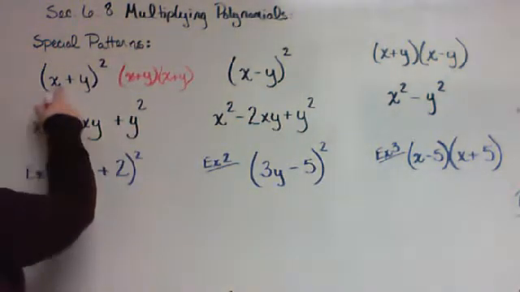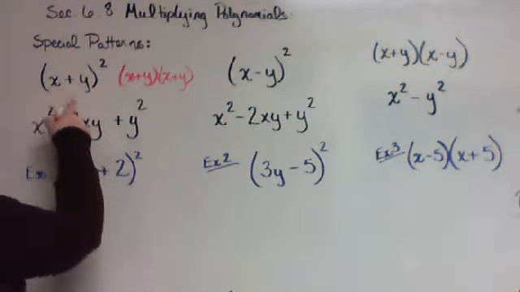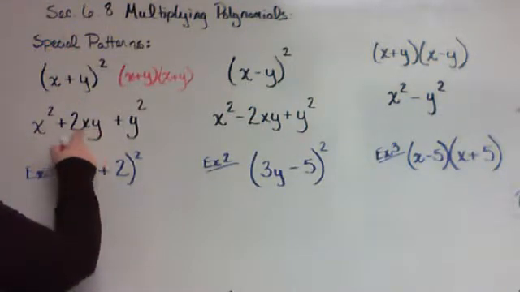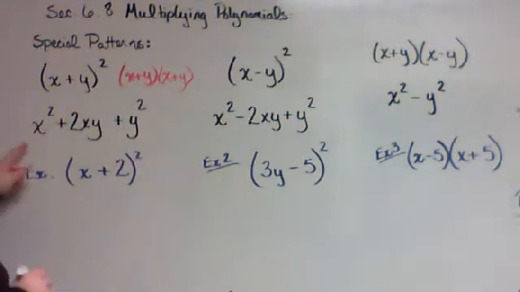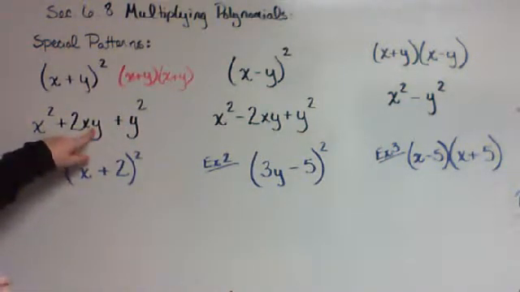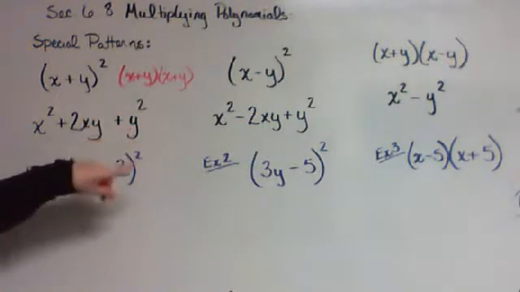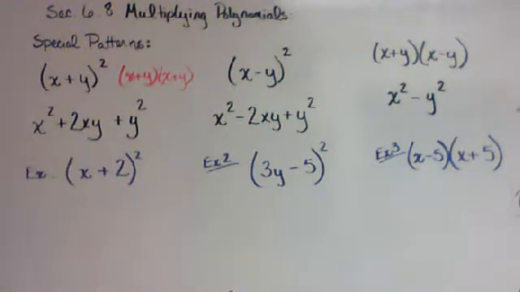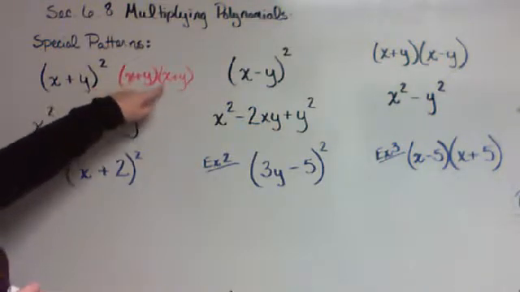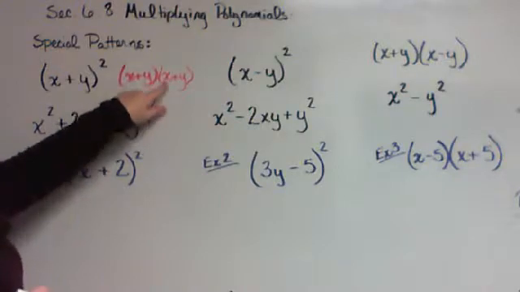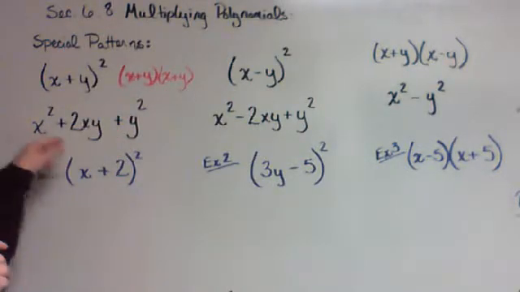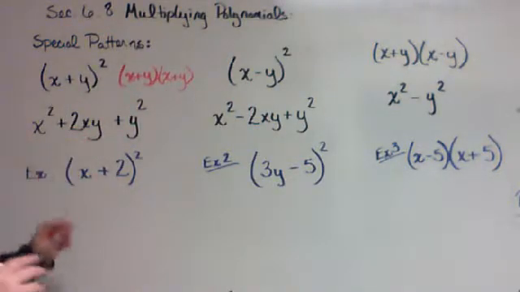It's the first one squared, then you multiply the two together and say 2 times whatever it is multiplied together, and then it's the last one squared. So if you can remember the first one squared, 2 times the product, and the last one squared, then you'll have this pattern down. Because if we multiplied this out, x times x is x squared, x times y is xy, y times x is xy, so that's 2xy, and then y times y is y squared. So this is a pattern. It works that way every time.